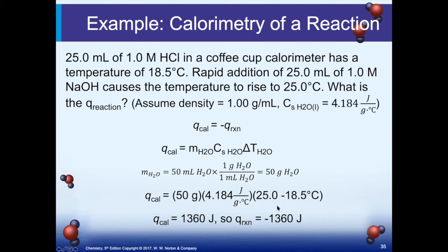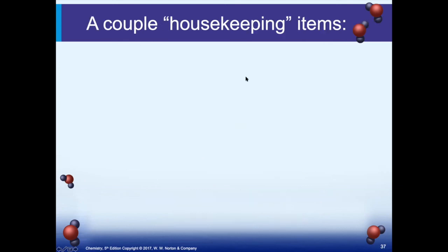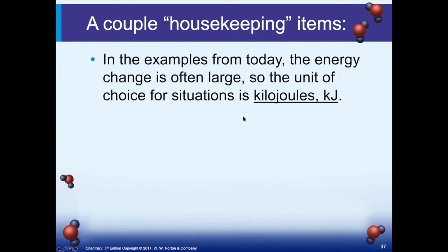Okay, so strictly speaking, that's the answer to this question, but we're going to fiddle with this number in just a couple minutes. That's what I've labeled here as housekeeping items. We saw in several examples today that energies are typically fairly large numbers, so often we will represent the energy in units of kilojoules rather than joules. You just have to be aware of that. If one part of the calculation involves joules and another part involves kilojoules, you have to reconcile that. You either change them both to joules or both to kilojoules.